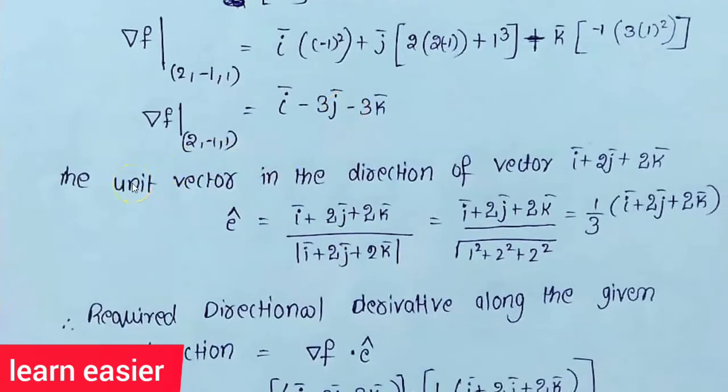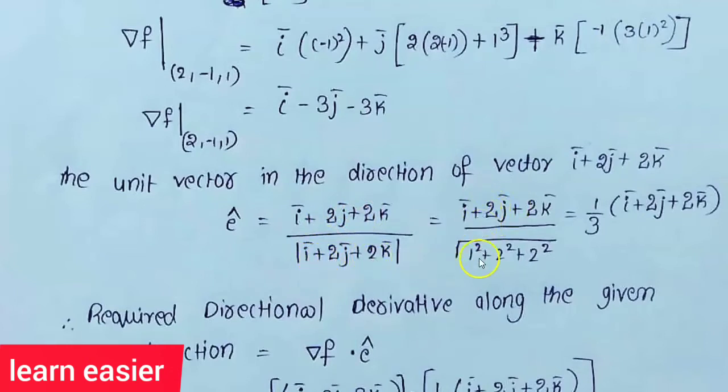Next we have to find the unit vector. So the unit vector in the direction of the vector i bar plus 2j bar plus 2k bar. So let's solve. E cap is equal to the vector i bar plus 2j bar plus 2k bar by the mod of i bar plus 2j bar plus 2k bar.